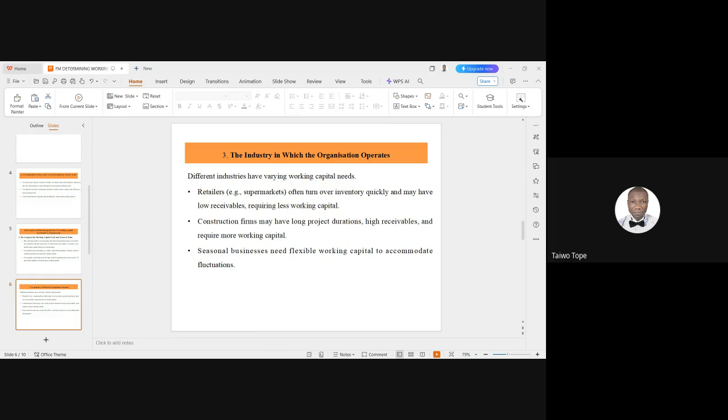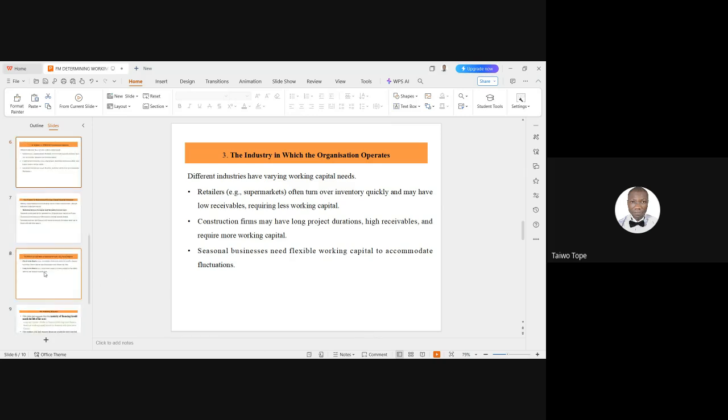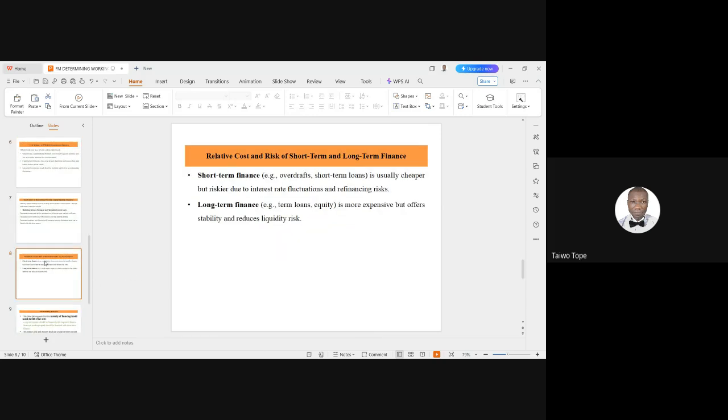Now, let's talk about working capital funding. That is choosing the right sources, that is the relative cost and risks of short-term and long-term finance. So managing working capital isn't just about how much to hold. It is also about how to finance it.